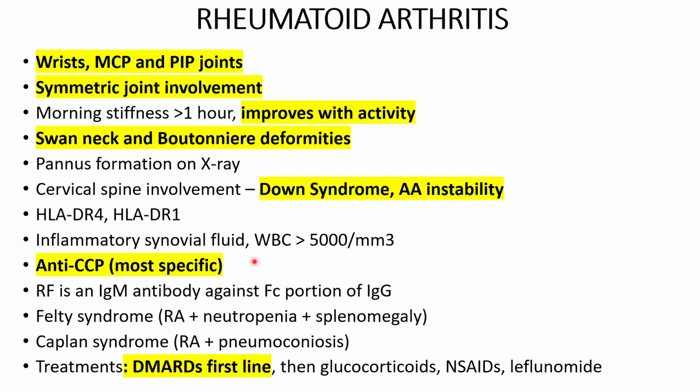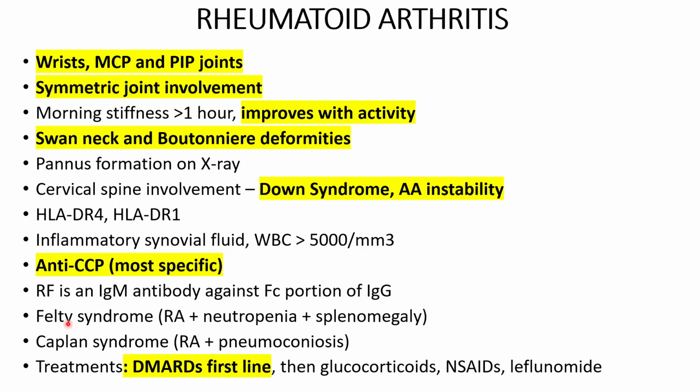The most specific antibody is anti-CCP. And rheumatoid factor is an IgM antibody against the Fc portion of IgG. Again, this comes up more so on Step 1 than it does on Step 2 and Level 2. And rheumatoid factor forms large complexes that can deposit in tissues, which makes it a type 3 hypersensitivity for that case.